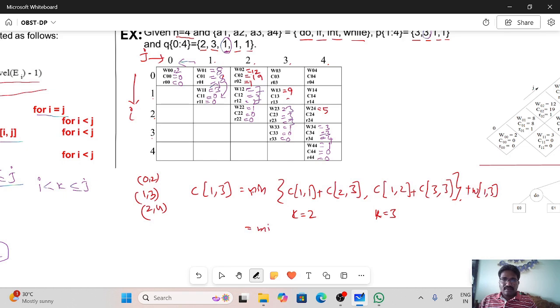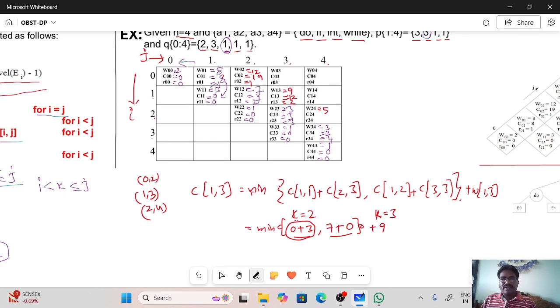Now what is the C of 1,1 value? 0, plus what is the C of 2,3 value? 3, comma, what is the cost of 1,2 value? 7, plus what is the cost of 3,3? 0, plus what is the weight of 1,3? Earlier we calculated 9. Which is the minimum? Either 0+3 or 7+0. 0+3 is the minimum. It is given by which k value? 2. So 3 plus 9 is 12. So the cost here is 12, and R13 is nothing but the minimum k value, which is 2.